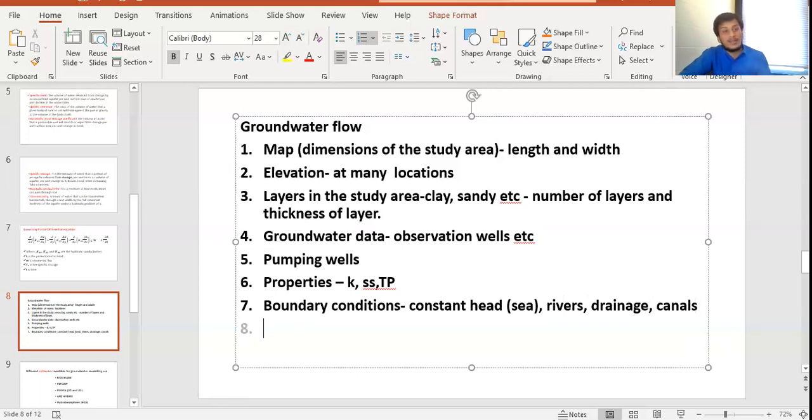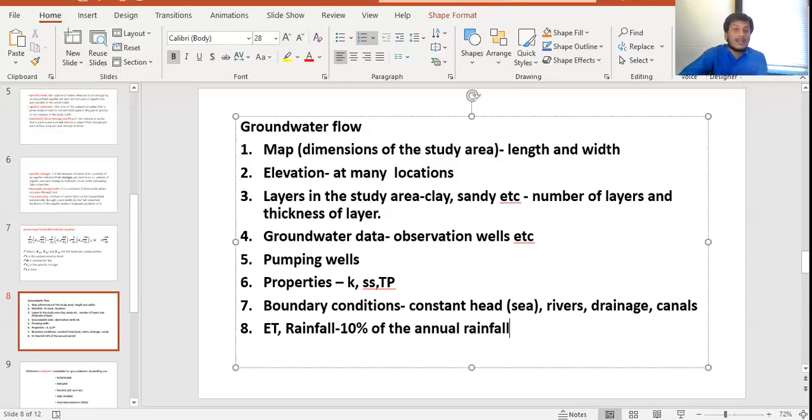Then, what else do we need? We need to know the evapotranspiration if we are going to do it in the field. Average evapotranspiration. How much data do we need? As much as we can. Then recharge. Recharge is the rainfall. We have rainfall, right? Usually if we don't know how much recharge, we'd say 10% of the annual rainfall.